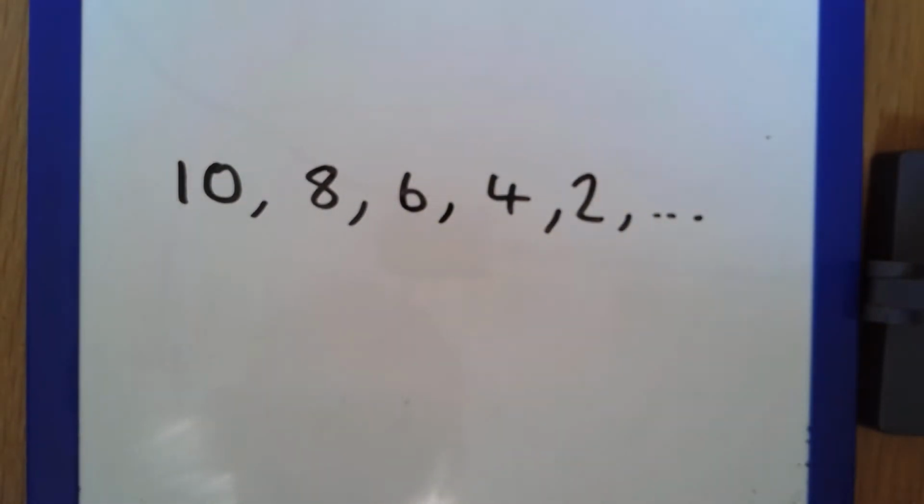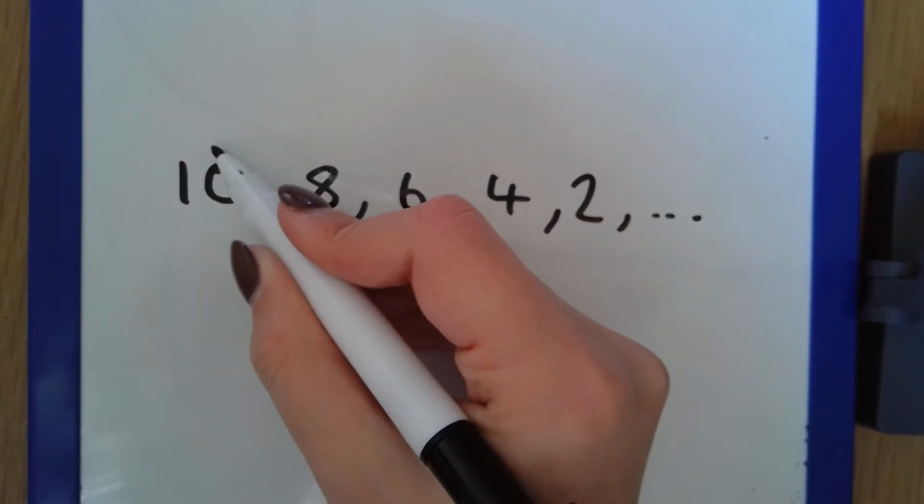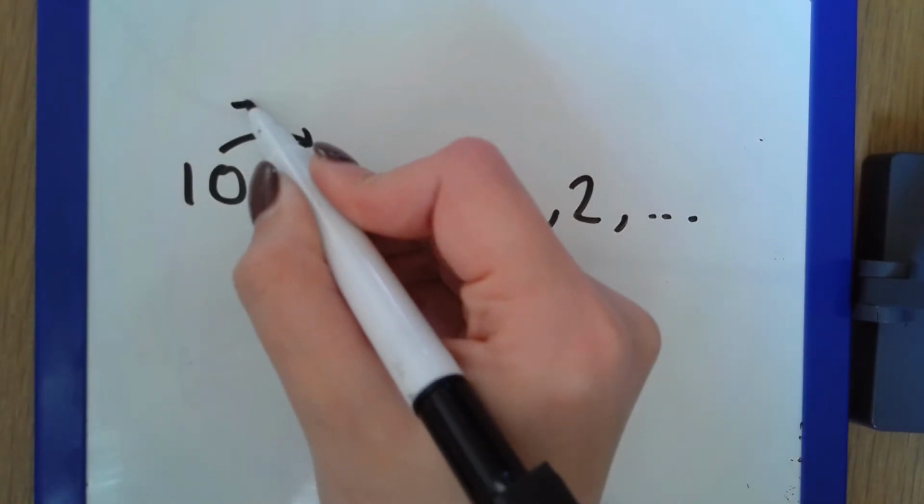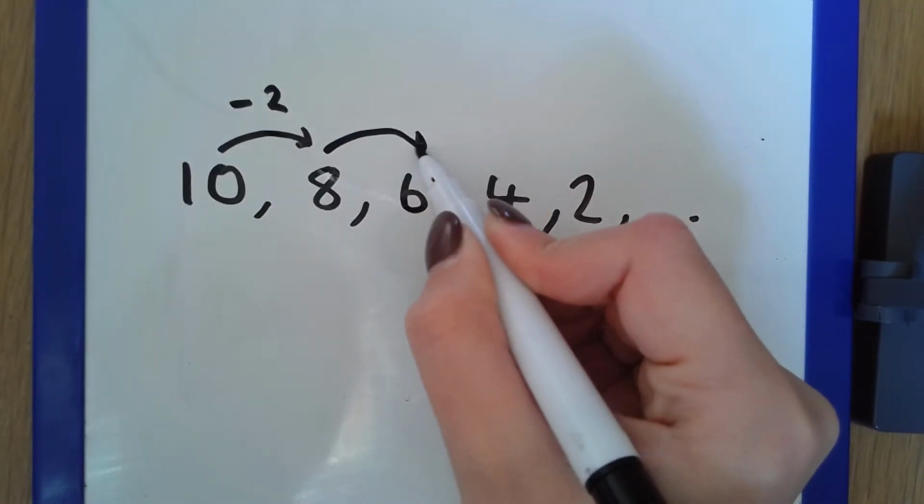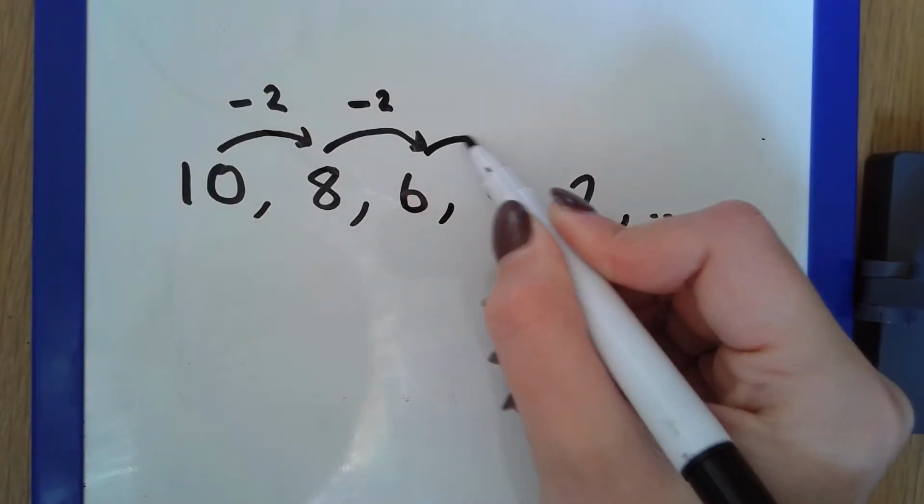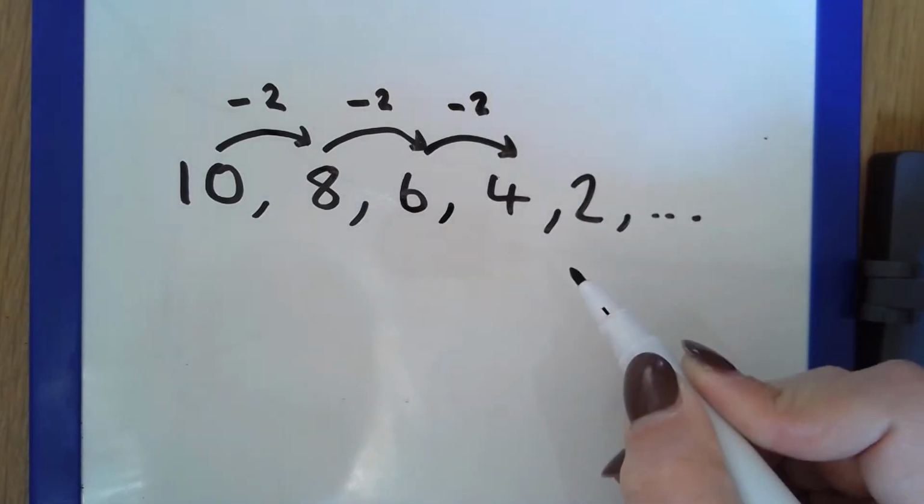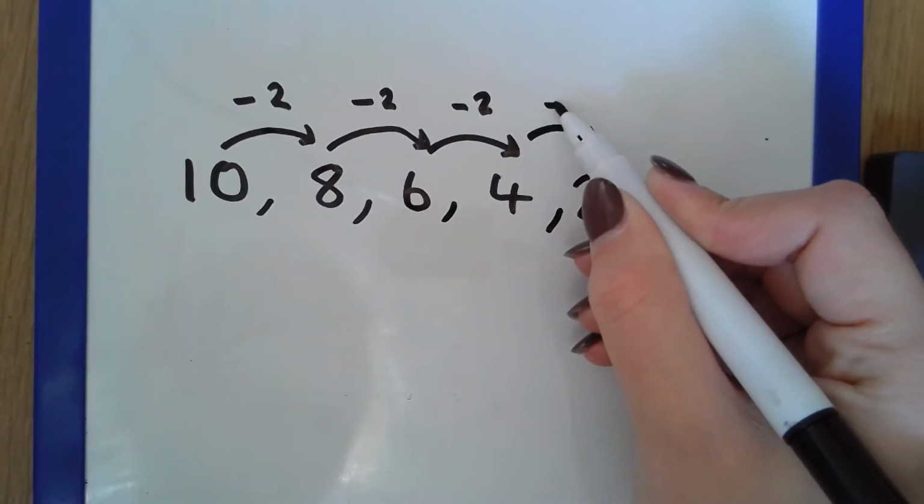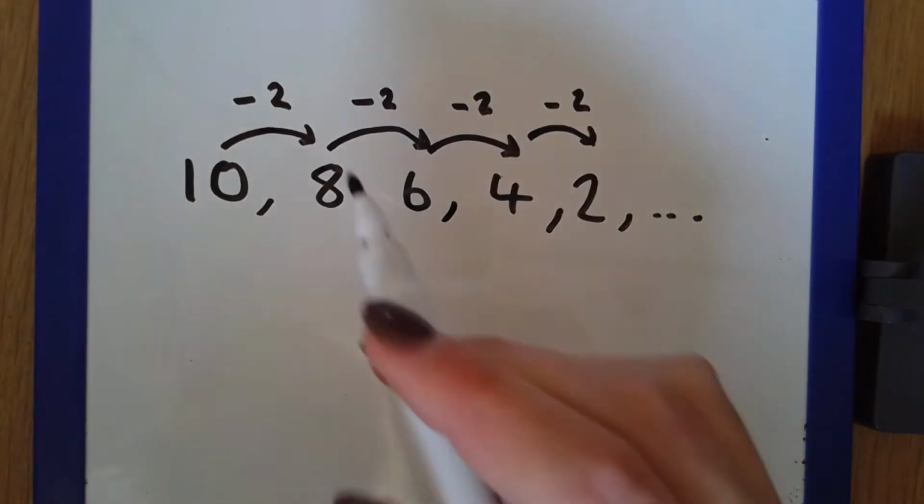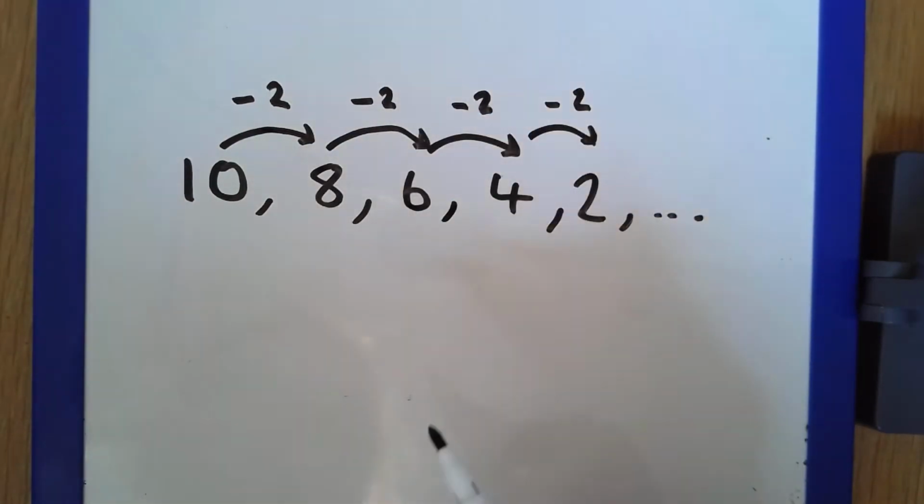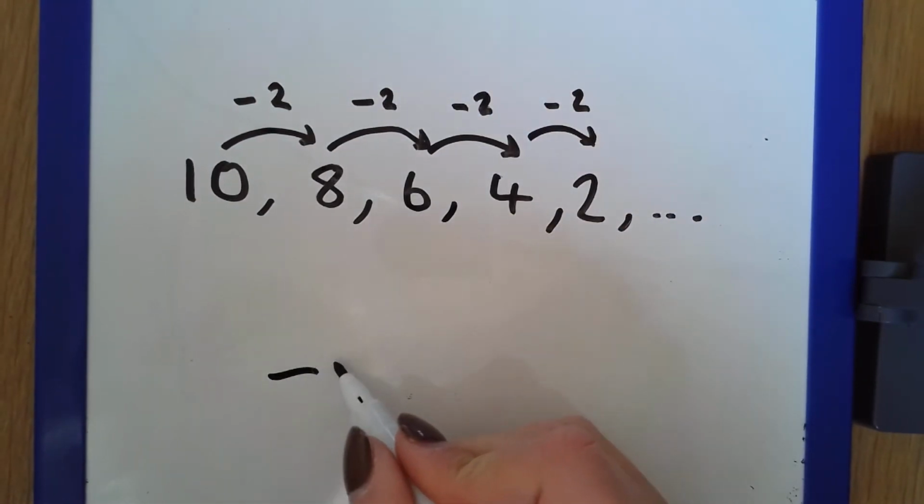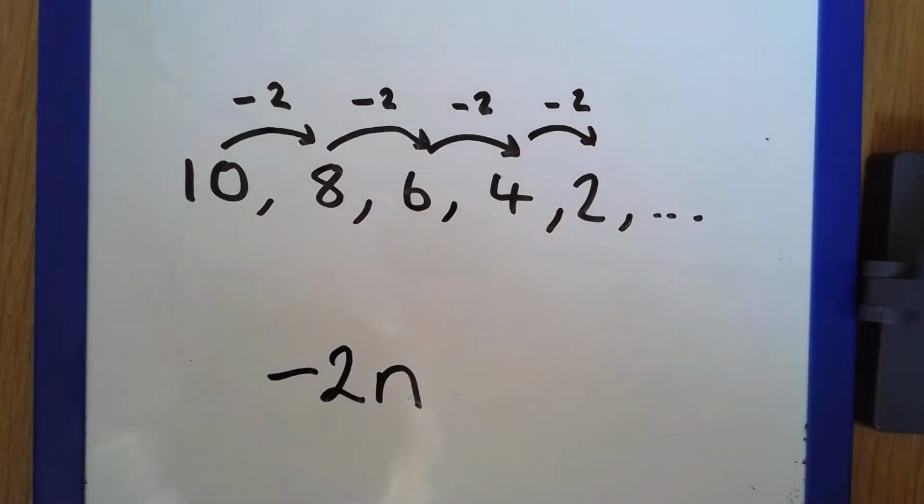This time it's exactly the same process. How do I get from 10 to 8? I take away 2. 8 to 6, I take away 2. 6 to 4, I take away 2. And 4 to 2, I take away 2. So because I take 2, take 2, take 2, take 2, my sequence starts with minus 2n.